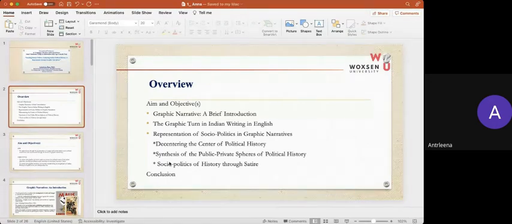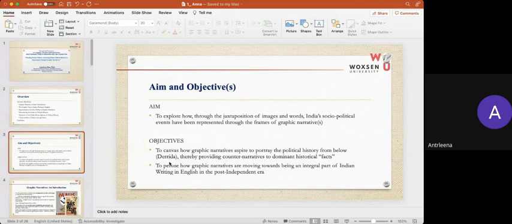And then I will talk about the representation of sociopolitics in graphic narratives, and I'll be focusing on three primary factors. One is decentering the center of political history, second is the synthesis of the public and private spheres of political history, and third is the sociopolitics of history through satire.